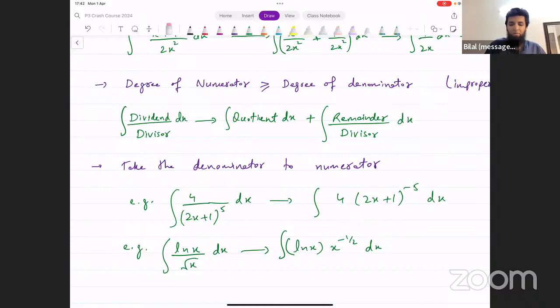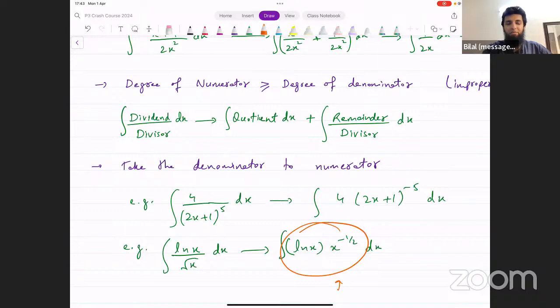Sometimes you have something more complicated, for example ln x over the square root of x. Now, none of those fraction rules are going to work here. You bring x to the numerator, and it becomes a product like this. And then you integrate it like you would integrate products.